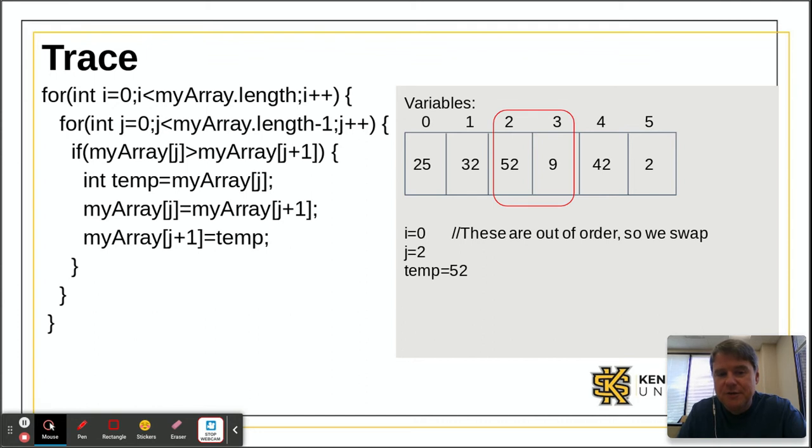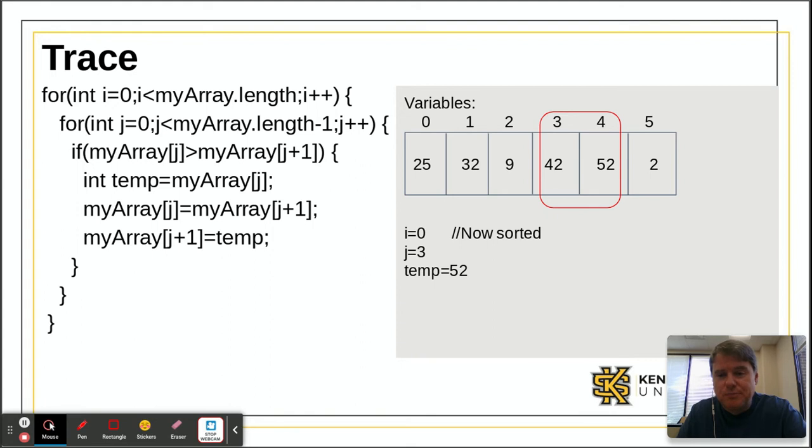We go back up to the top, and j is now equal to 2. So the if statement says if my array at position 2 is greater than my array at position 3, which it is, 52 is greater, again, make a temp variable, copy over the 9, put the 52 back in there. All right, so now we hit the bottom of the for loop, and we move j up to 3. Again, we compare if my array at position 3 is greater than my array at position 4. It is. So the temp is equal to one of them. We move the 42 over, and then we put the 52 back into position 4. We've reached the bottom of the loop. Go back up to the top. j is now equal to 4.